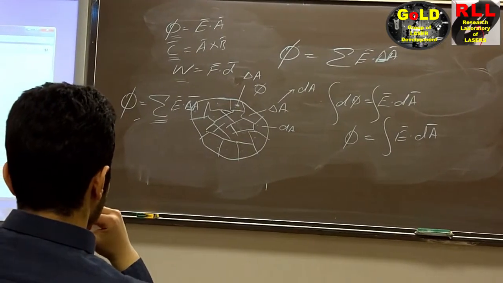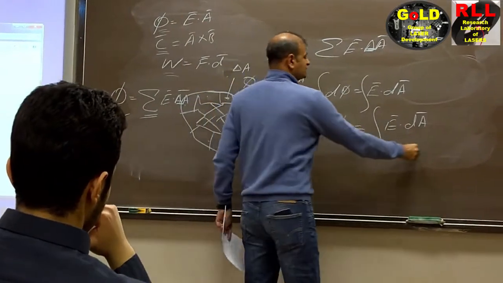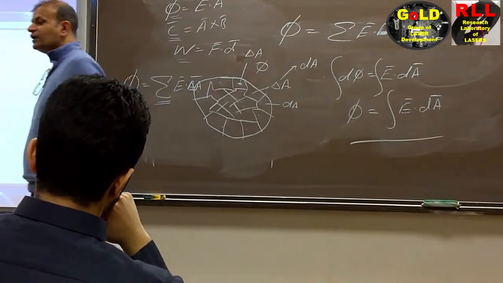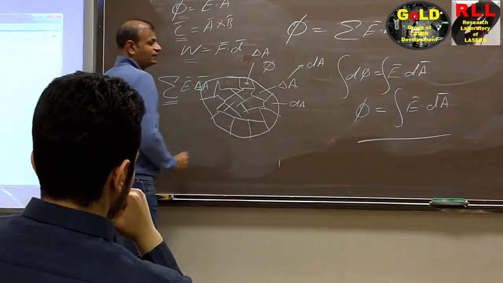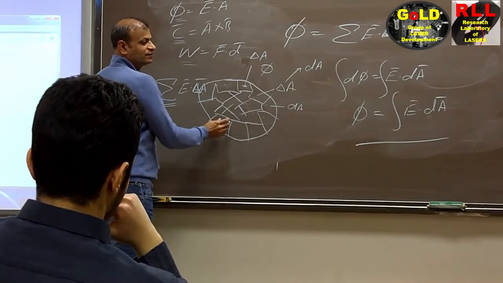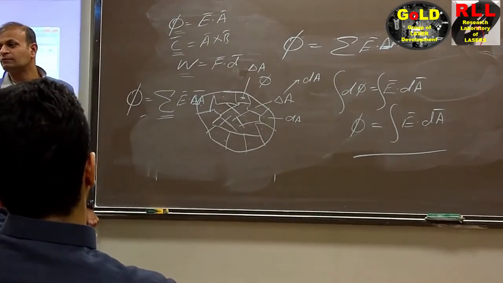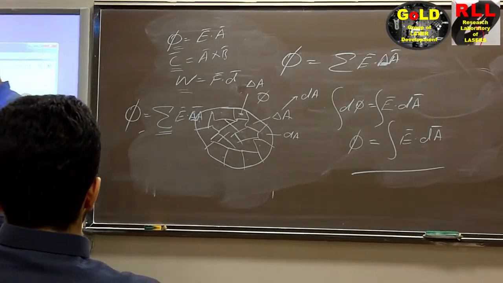Okay, so in this case, you can find the flux. If the electric field is not uniform, what you do, you divide it into small parts and then see individual flux and then sum up all of this. Okay, so this is the basic concept of flux.